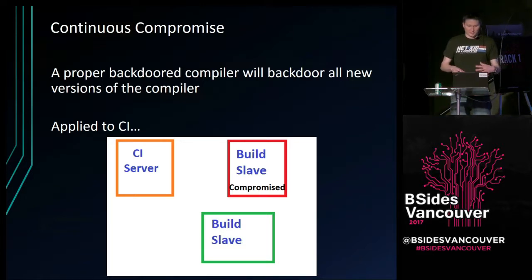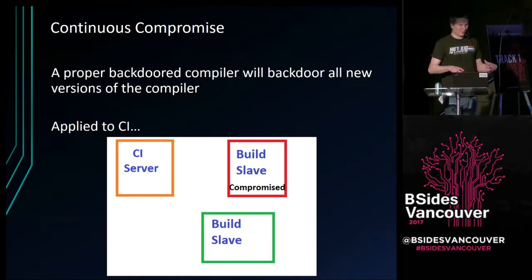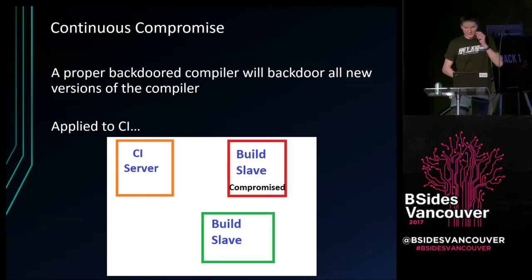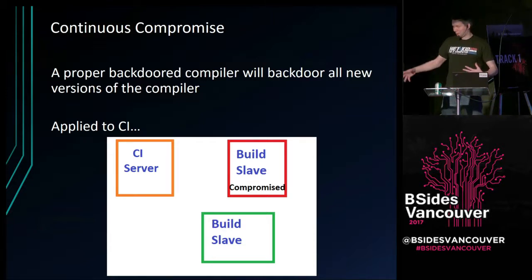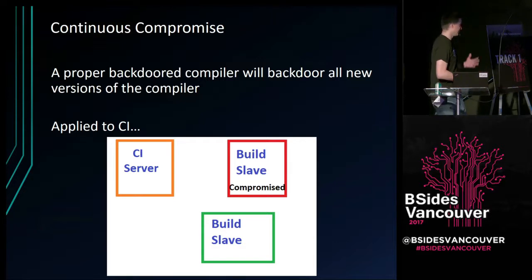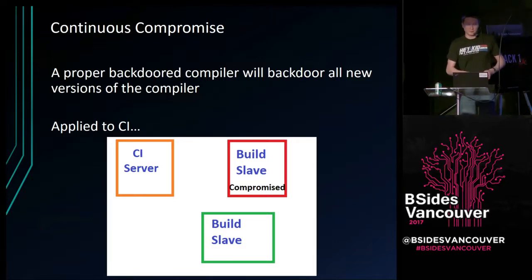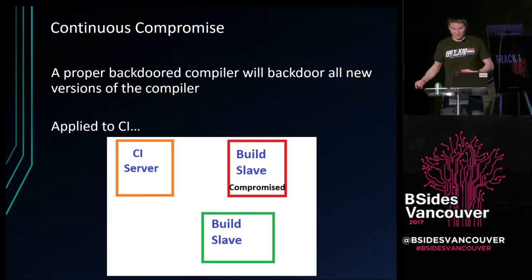But I kind of wanted to have time to talk about the next level compromise scenario. A backdoored compiler will backdoor all new versions of the compiler. A backdoored CI system can do the same. So you've got your CI server, you've got some build slaves. When you upgrade your CI server, it pushes new updates out to the build slaves as well.